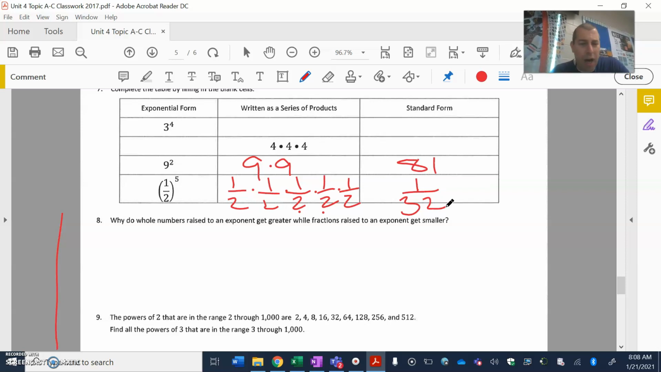All right. Question 8, we're going to talk through here together. It's not one that I expect you to be aware of, but we do want to make sure that we can kind of see it because it did happen up here. In the table, we had a whole number, which is a 9, and then we had a fraction for a half. So they want to know why do whole numbers raised to an exponent get greater? 9 became an 81, while the 1/2 actually got smaller, 1/32. That's smaller, that's there. So why do the whole numbers raised get greater while fractions get smaller?